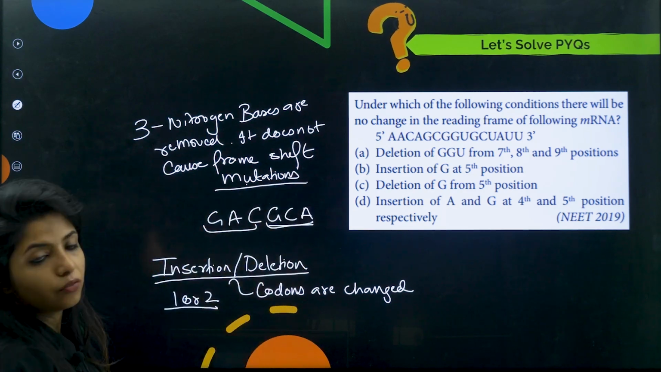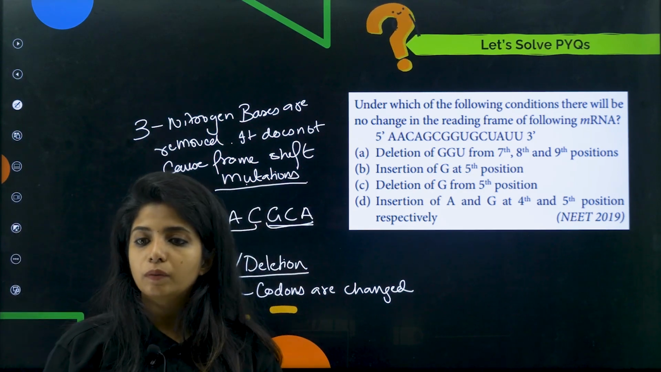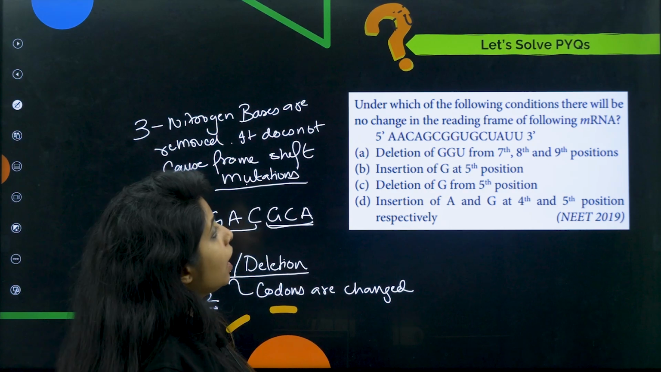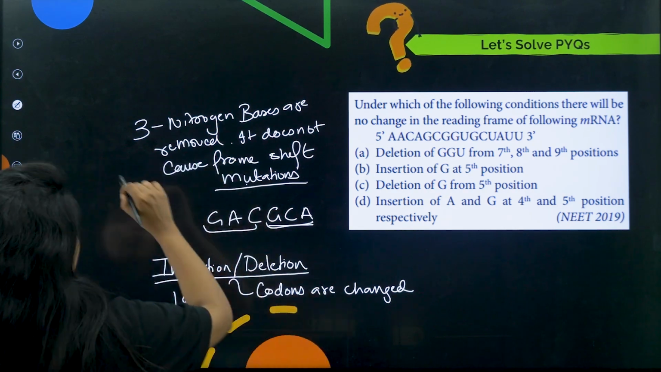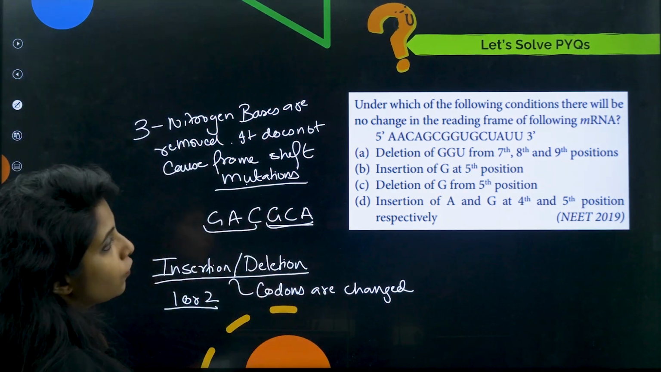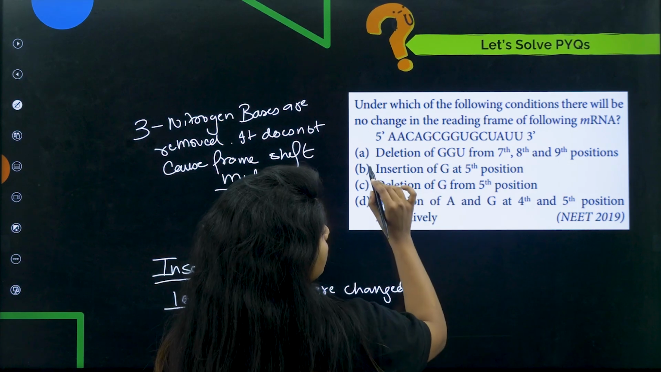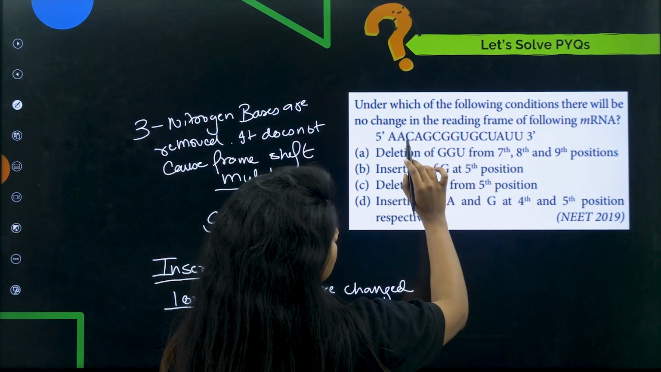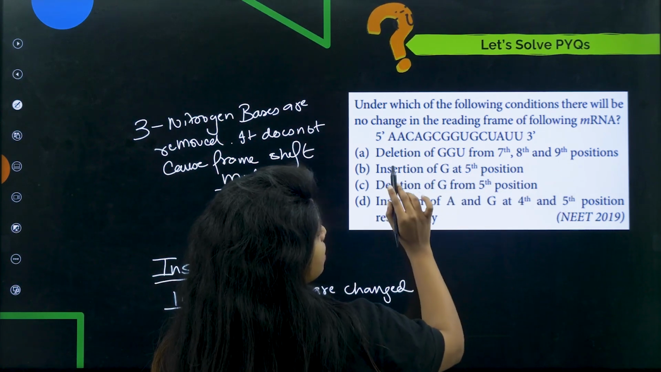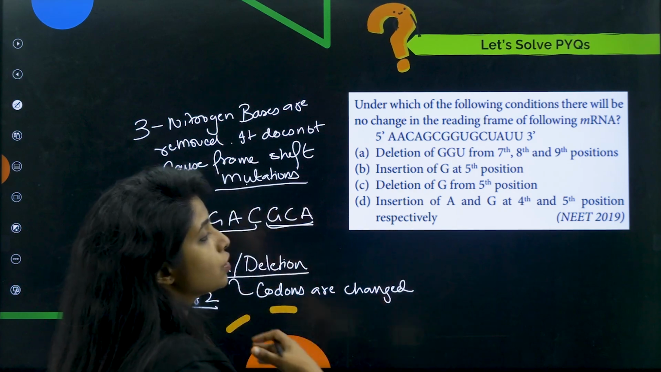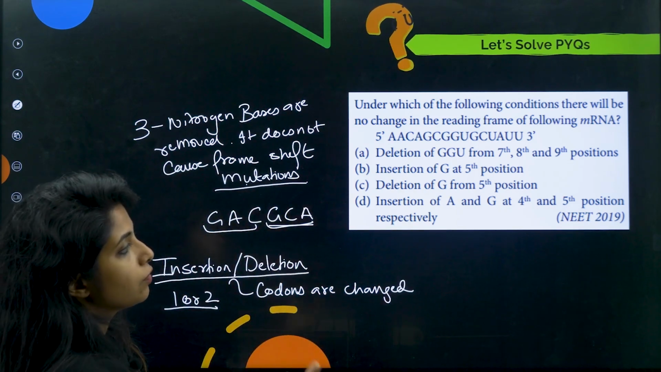When 3 amino acids are removed, it does not cause frame shift mutations. Okay. Now, under which of the following conditions will there be no change in the reading frame of the following mRNA? Deletion of GGU from 7th, 8th and 9th position, insertion of G at 5th position, deletion of G from 5th position, insertion of A and G at 4th and 5th.